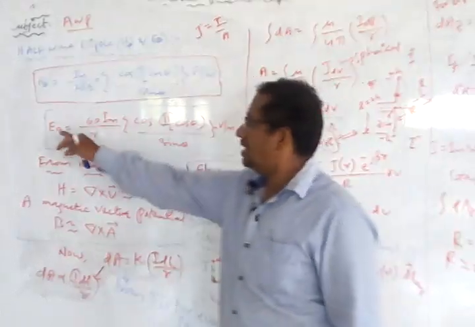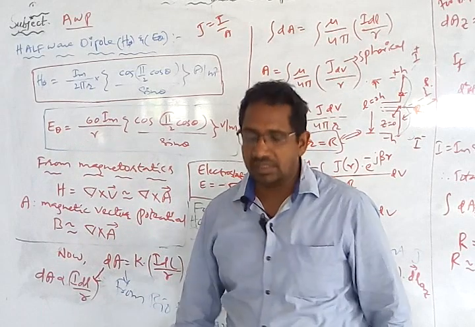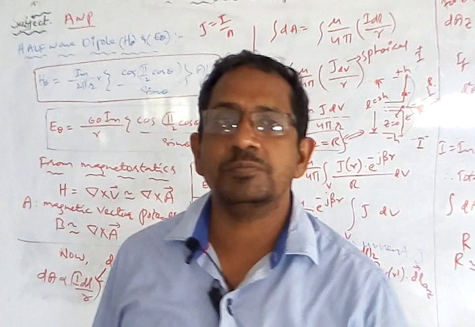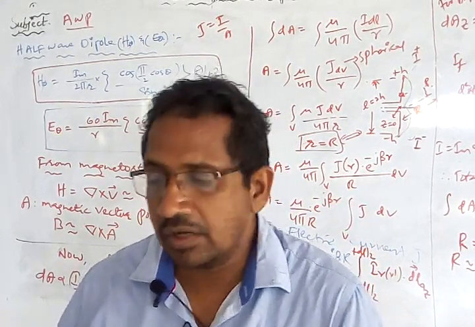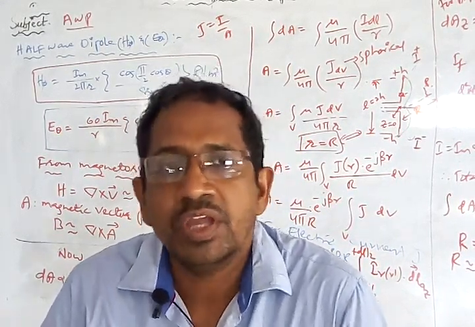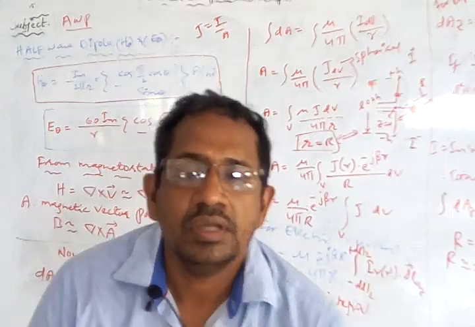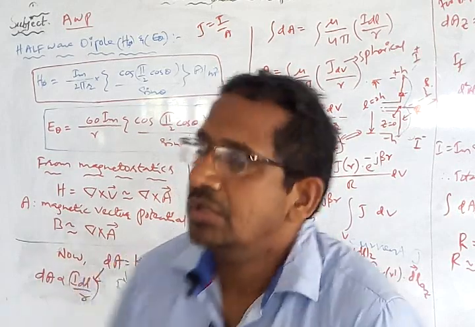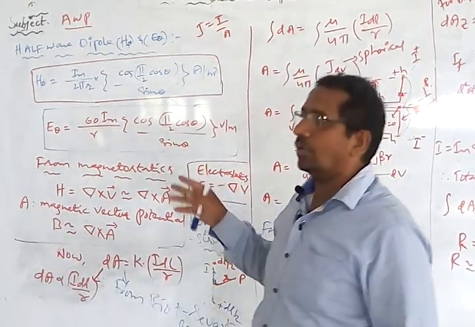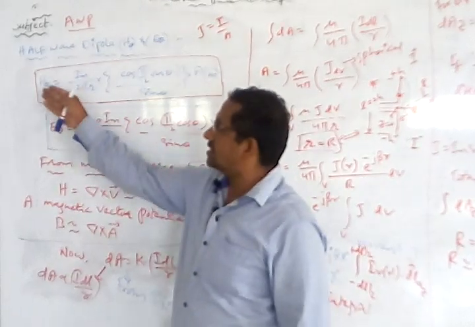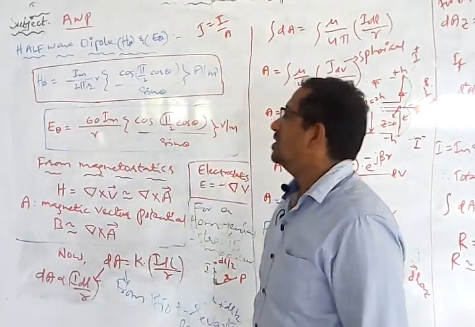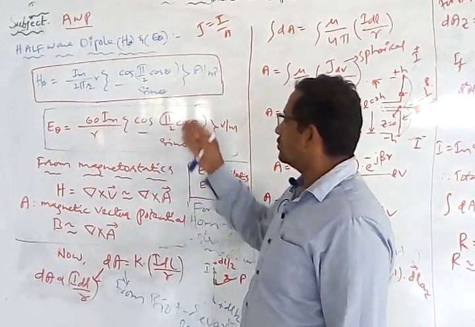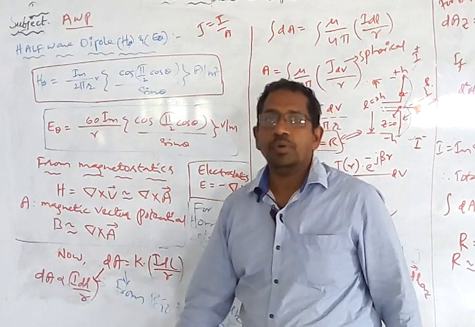The next one is the electric field equation along the theta direction. Remember, in antennas and wave propagation we consider the spherical coordinate system. The spherical coordinate system has the radius r of the sphere, and next is angle theta and angle phi. These are the various parameters that we normally have. Therefore we get the parameters in terms of H phi and E theta. So E theta we have written as 60 Im by r into cos of (pi by 2 cos theta) by sin theta volt per meter.